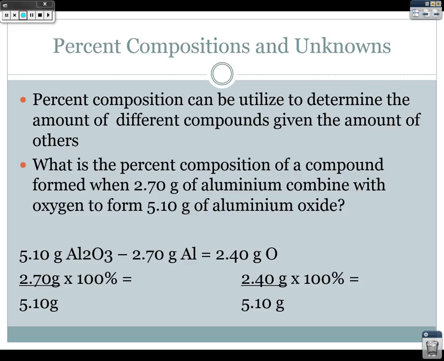And from this, I can calculate the percentages, so I could do 2.70 grams divided by 5.10 times 100, and 2.40 grams divided by 5.10 grams times 100, and find out that it's 52.9% aluminum and 47.1% oxygen. And so from that, I could figure out the percent composition of aluminum to oxygen, which you could then use to figure out the molecular formula if you didn't know it. So there's a lot of things that we can do with mass percent and percent composition.